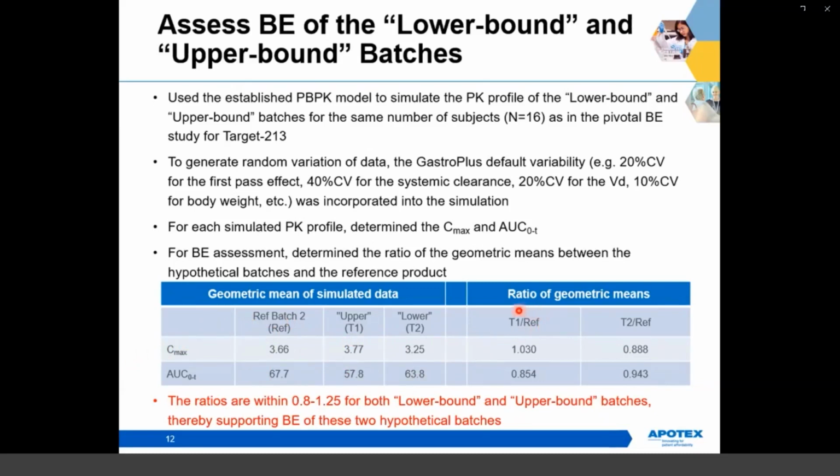This is the column for the ratio of geometric means for the comparison of the upper bound and the reference product. And this one is for the comparison between lower bound and the reference product. As you can see, all the ratios are within 0.8 to 1.25 for both lower bound and the upper bound batches, thereby supporting BE of these 2 hypothetical batches.